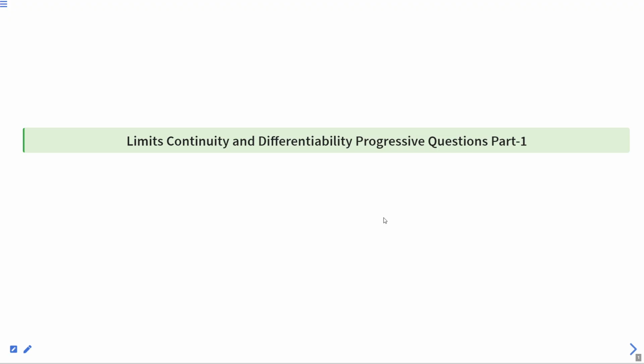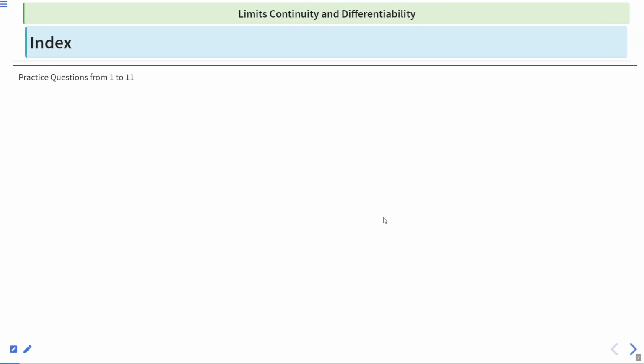Hello everyone. In today's class, we will see some questions based on limits, continuity, and differentiability. Practice questions from 1 to 11.